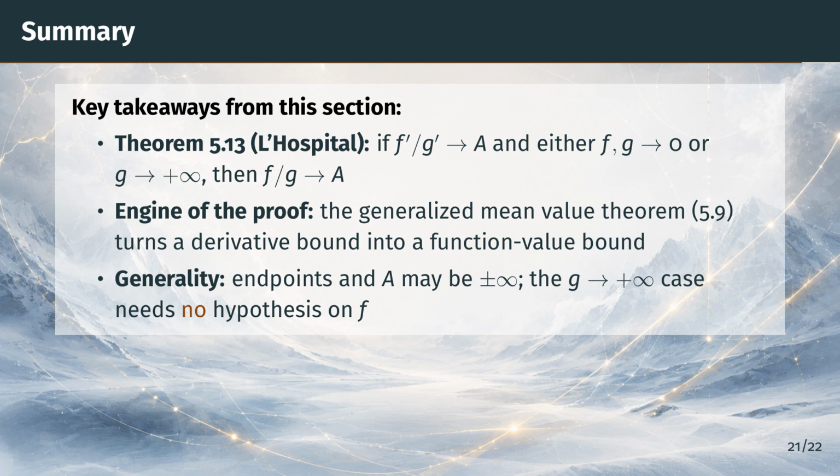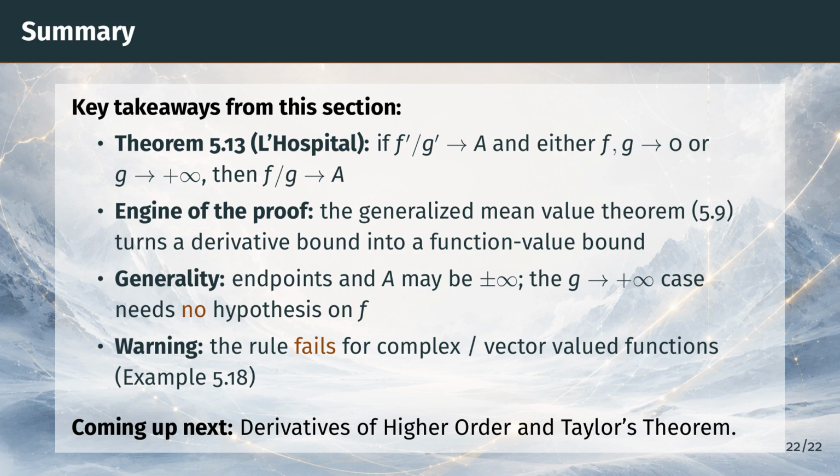But there is one important limitation to flag. The final and most important caveat. L'Hôpital's rule is a theorem about real-valued functions, and it genuinely breaks down for complex or vector-valued functions. We will meet a concrete counterexample later in the chapter, in example 5.18, where the quotient of derivatives tends to 0, but the quotient of the functions does not. The reason traces back to the mean value theorem itself, which also fails in that setting. So keep the rule in its lane, real functions only.